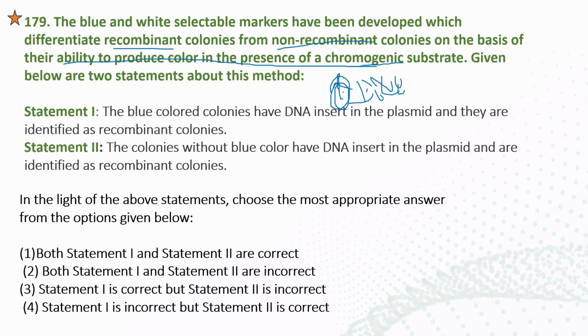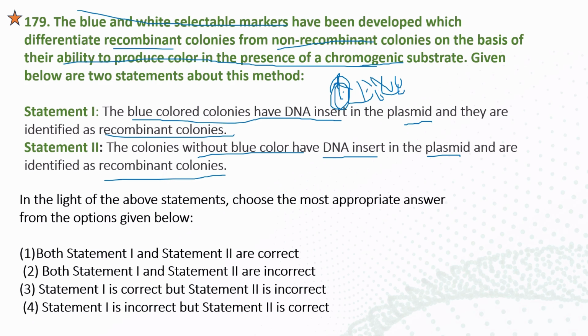The first one is: the blue colored colonies have a DNA insert in the plasmid and they are identified as recombinant colonies. The second one is: the colonies without blue color, meaning they may be colorless, have a DNA insert in the plasmid and are identified as recombinant colonies. If you see here, they are talking about blue and white selectable markers.